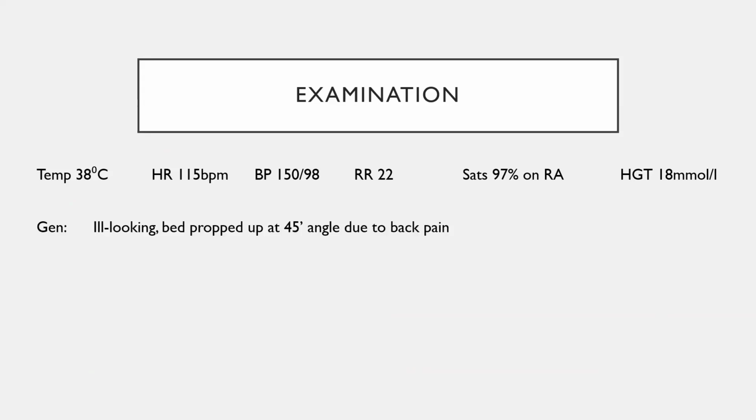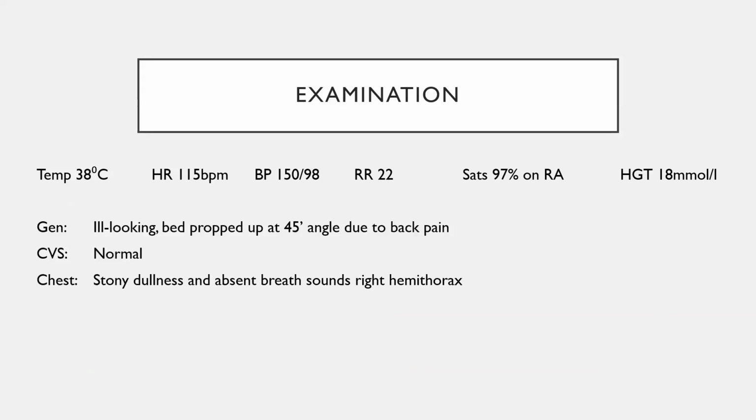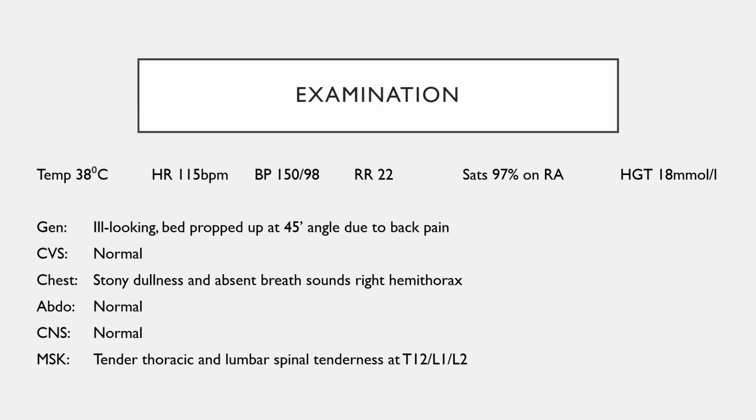He had his bed propped up at 45 degrees because of this excruciating back pain, but a normal cardiovascular exam and stony dullness that was remarkable with absent breath sounds in the right hemithorax. So he had a normal abdominal exam, normal CNS, and on MSK, there was tenderness of the thoracic and lumbar spine in the T12 to L1, L2 region.